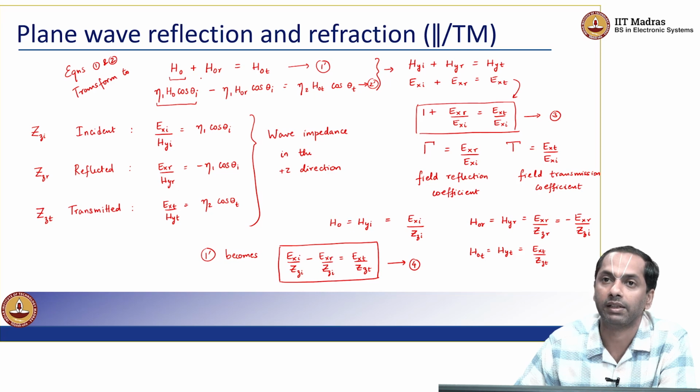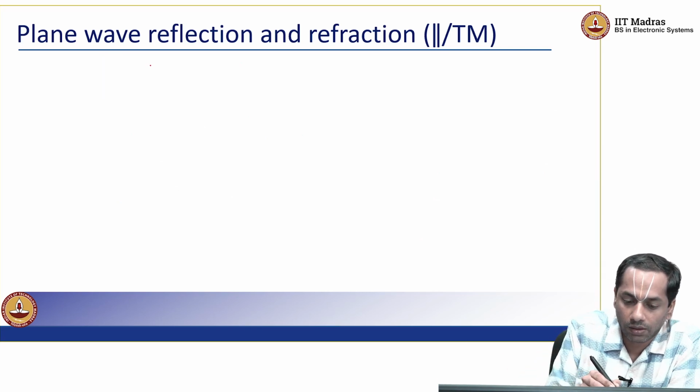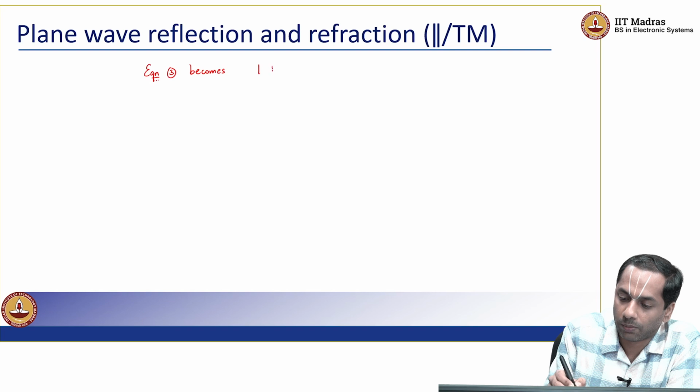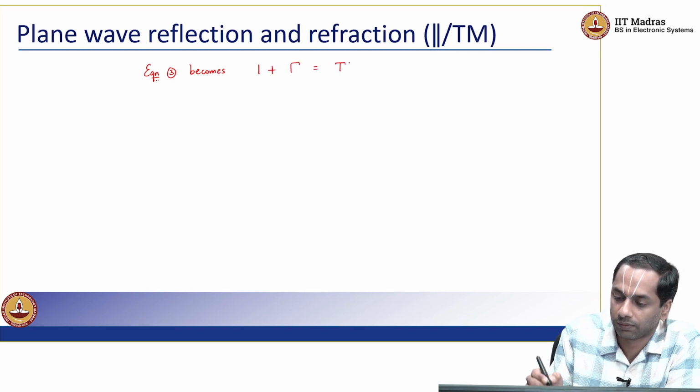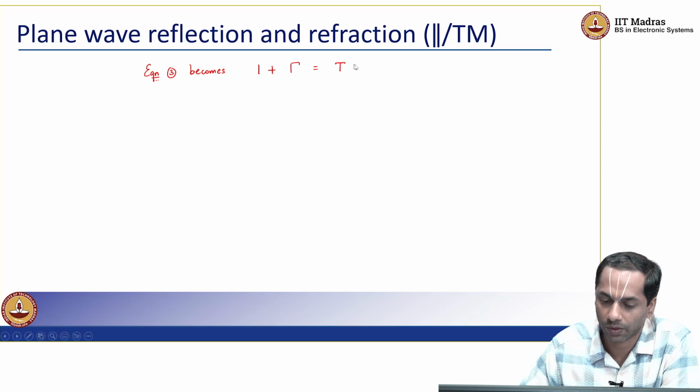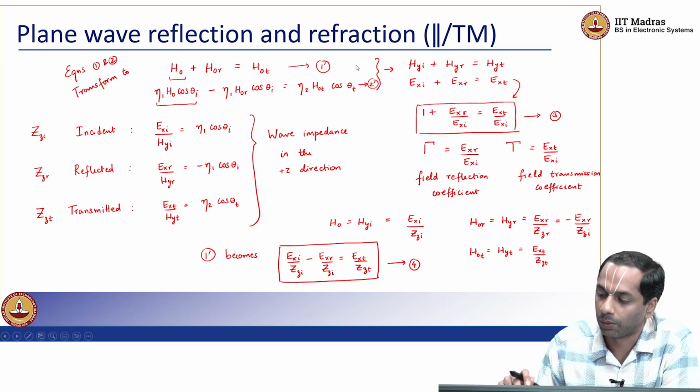So let's write Exr by Exi as gamma, and we'll transform 3 and 4. Equation 3 becomes 1 plus gamma is equal to tau. You can check that. It's 1 plus Exr by Exi, which is gamma, equals Ext by Exi.